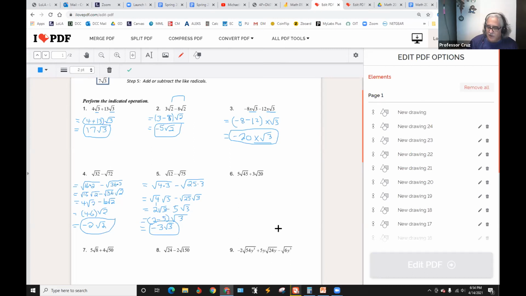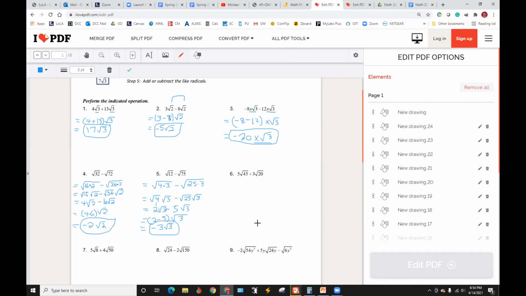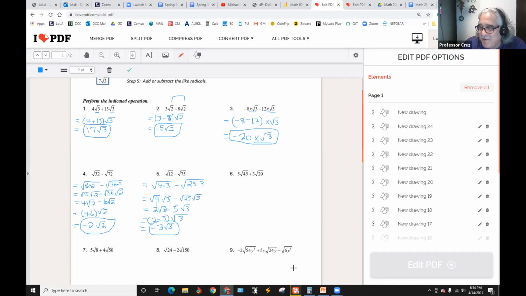Okay, does that make sense? You see any problems with that? That's what I got. Okay, usually 2 is a good sign. As long as they did it independently, that's a good sign.